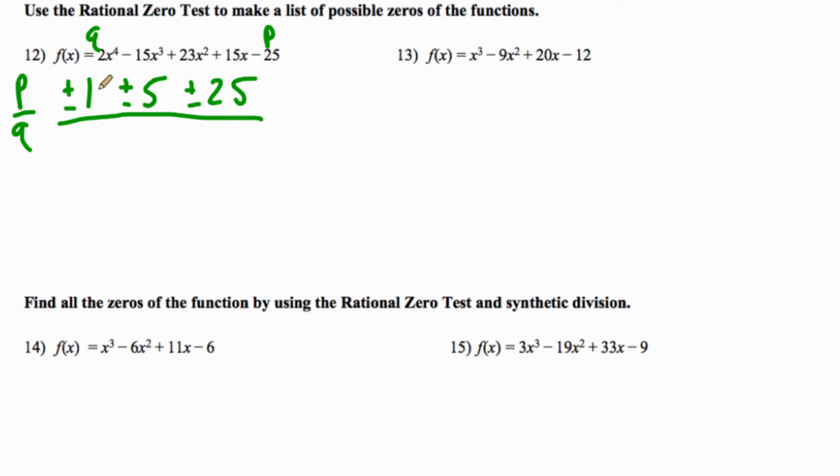Now on bottom we're looking at the 2. There's only one pair of factors there. It's going to be 1 and 2, again with the plus or minus in front of them. So this is our list of possible zeros.